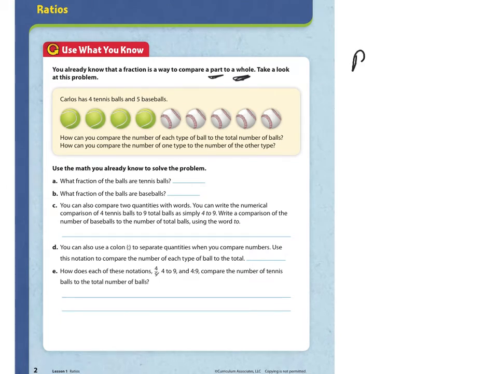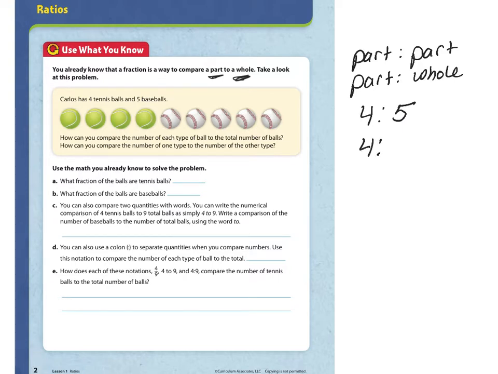We can talk about part to part. Okay, and we can also talk about that part to whole piece. So if we have 4 tennis balls, we can compare that to baseballs as a 4 to 5 ratio. For every 4 tennis balls, there are 5 baseballs. We could also take this as a part to whole. For every 4 tennis balls, there are 9 total. Or for every 5 baseballs, there are 9 total balls in the set. Okay, so doing those ratios before we even get started can actually help us solve the problem.